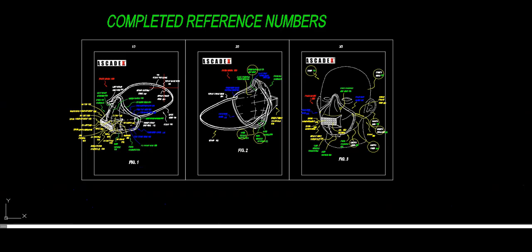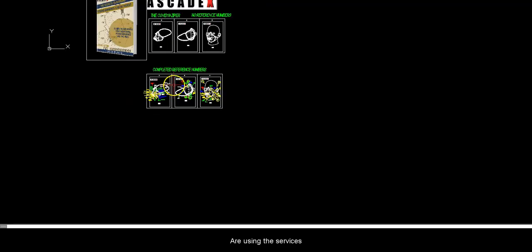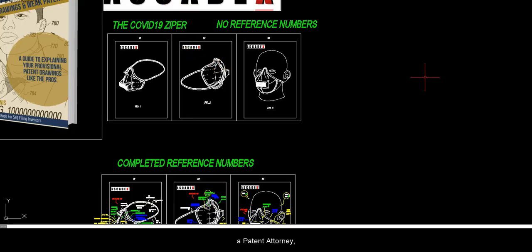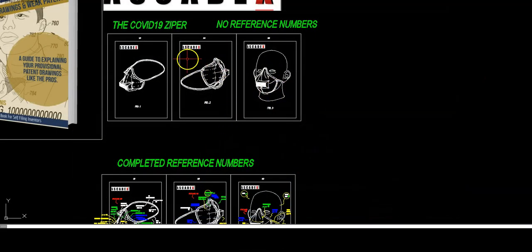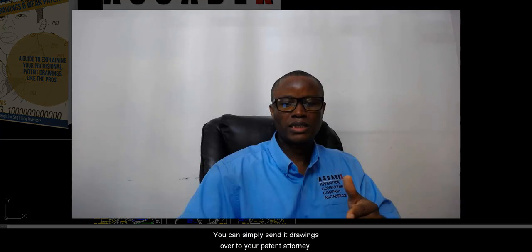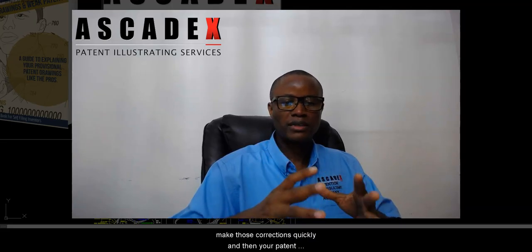So for example, if you are using the services of a patent attorney, that responsibility lies with the patent attorney. We will prepare the drawings and send them to you as indicated earlier, like this. Then you can simply send the drawings over to your patent attorney, who will review them for errors and whatever changes. We will make those corrections quickly, and then your patent attorney will send the drawings back to us.